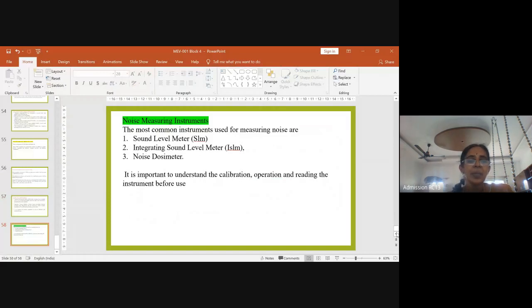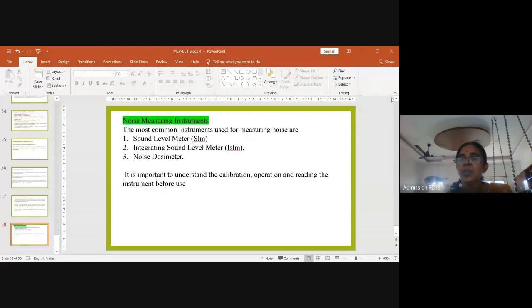So there are a number of noise measuring instruments. The most common instruments for measuring noise are the sound level meter, integrating sound level meter, noise dosimeter, etc. So it is important to understand the calibration, operation, and the reading of this instrument before use.